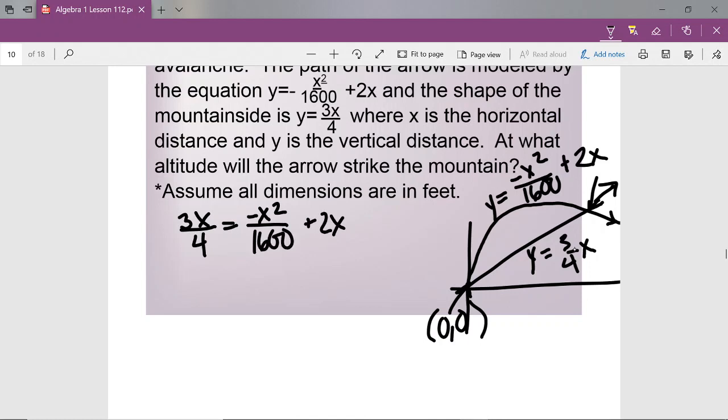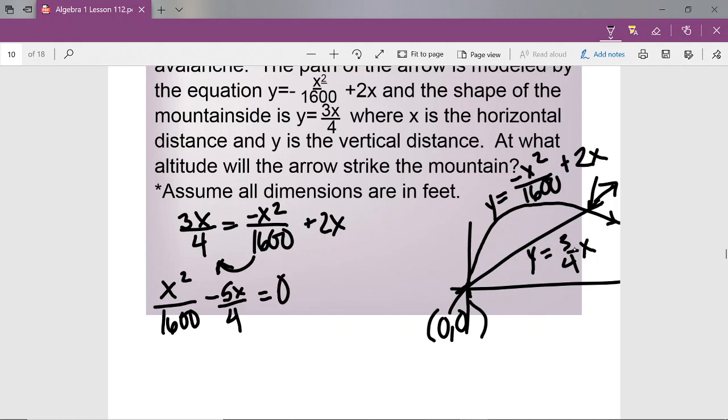And I need to get it equal to 0 on each side. I'm actually going to put everything on this side. So add x squared over 1600 and subtract 2x. Gets us x squared over 1600 minus, well, that 2x is 8x over 4. So minus 5x over 4. You can check all of that out, but all I did was get some common denominators.